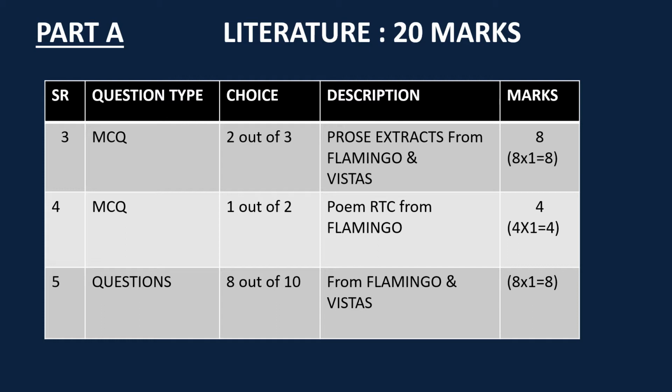It is literature, and this literature section has a total of 20 marks. There are 3 questions in literature. 2 of them are MCQs and 1 is questions whose answers you have to write. So the question number 3, MCQ, there will be a total of 3, out of which you will be selecting 2 questions. Each question will be from a lesson extract. It will be taken from the lesson, either Flamingo or Vistas.